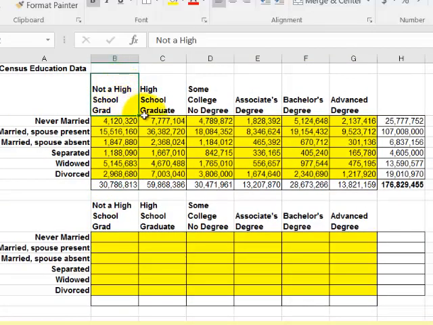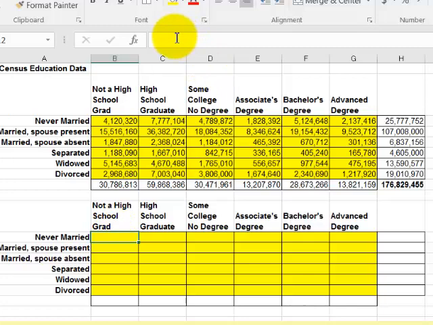And that would be 4,120,320 divided by the total. And he was never married. That would be 4,120,320 divided by 25,777. Again, I'm just going to type these in. Hopefully you can see these. I'll try to zoom in.